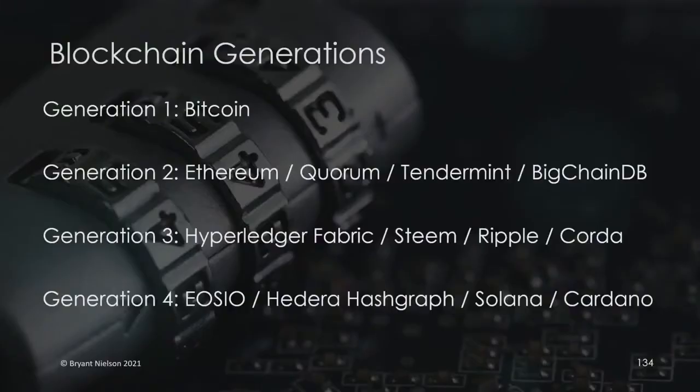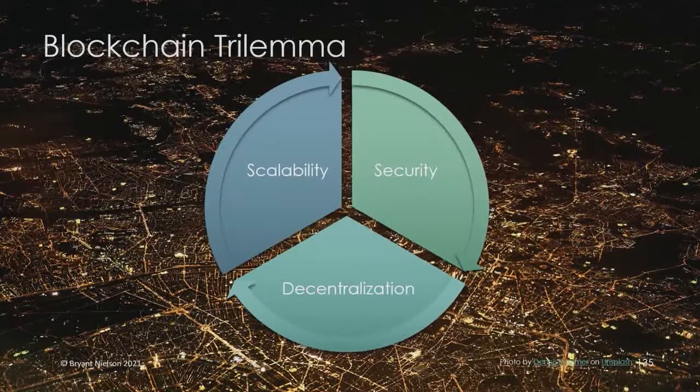But really now, we are in a period where we are dealing with fourth generation blockchains. We have EOS.io, we have Hedera Hashgraph, we have Solana, we have Cardano. These are fourth generation blockchains. So let's talk about then what makes each of these different generations.